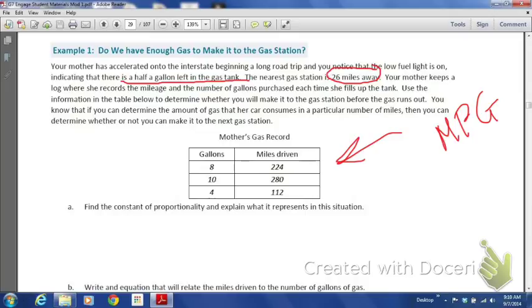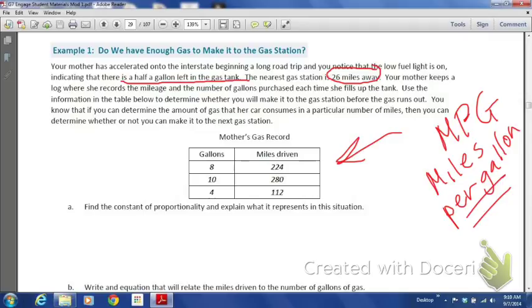Also called MPG, if you've seen car commercials on TV, or if you've ever gone shopping for a vehicle with your mom or dad. You'll see this mpg, or miles per gallon, and this is of course a unit rate. That's what we're trying to figure out here. This is the unwritten column here, which we'll write in right now. If you can determine the amount of gas that her car consumes in a particular number of miles, again miles per gallon, then you can determine whether or not you can make it to the next gas station.